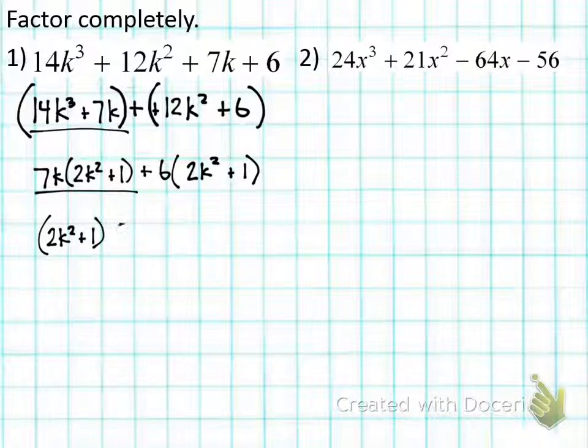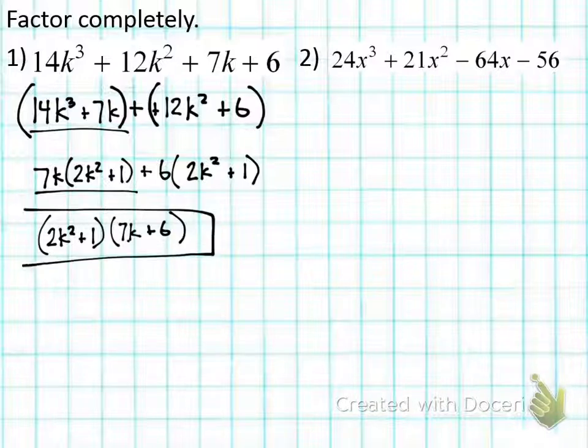So we have 7k plus 6. And that's it. We're done. We just factored by grouping. Okay? Now that's a little confusing. But you think about 2k squared times what is equal to this first term, 7k? 2k squared times what equals the second term? 6. Bring that down. Easier way to think about it is just bring this down, and you're done. Does that make sense?